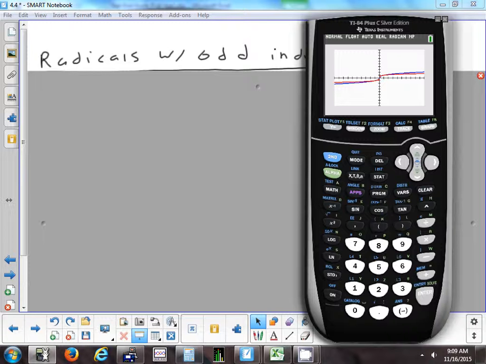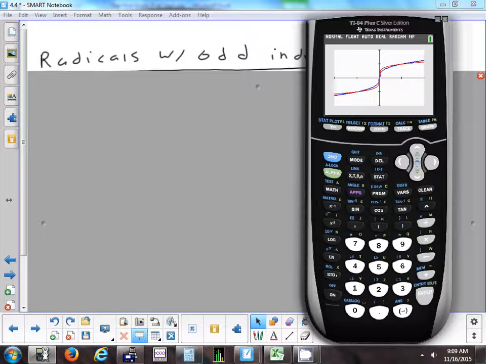Let's zoom in a little bit. Let's try looking from -2 to 2 on the x. And let's try the same thing on the y, -2 to 2. Okay, let's check for any points they have in common. Anyone think they see a point that both of these graphs go through? Yeah, they both go through the origin.